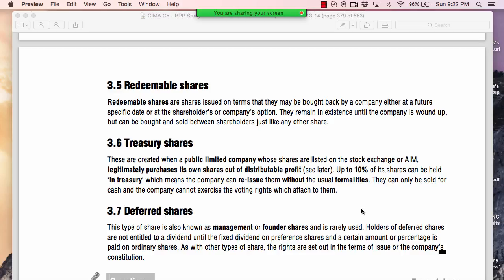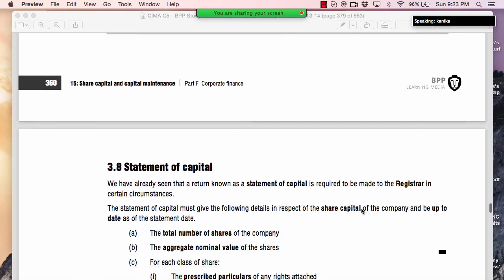As with other types of shares, the rights of these shares are there in your articles of association. Oh, okay, got it. Is it clear now? Yeah. Right.